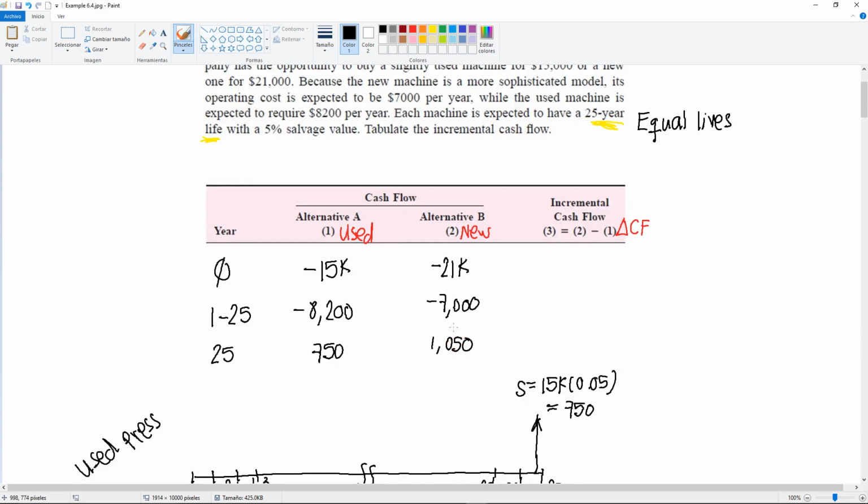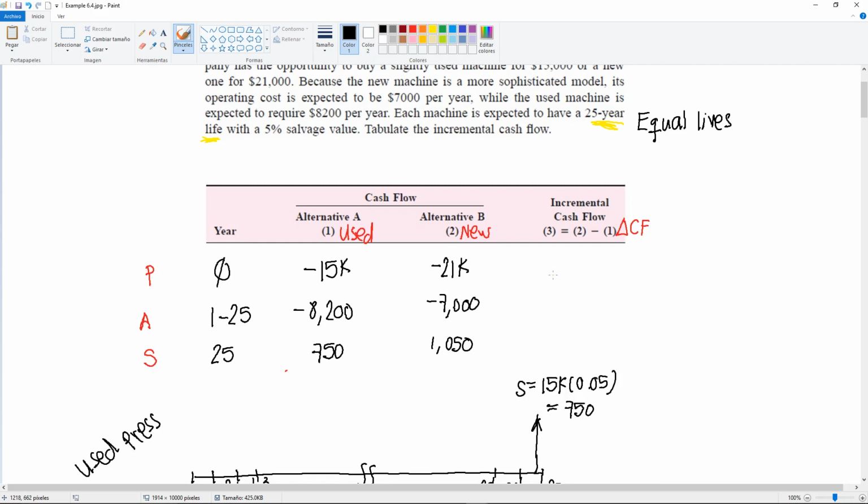Okay, note which ones are negatives and which ones are positives. So just translate it into the symbols. Year 0 will be your P. Years 1 through 25, this is your A, and year 25 is your S. Okay, so now we are ready to compute the incremental cash flow.